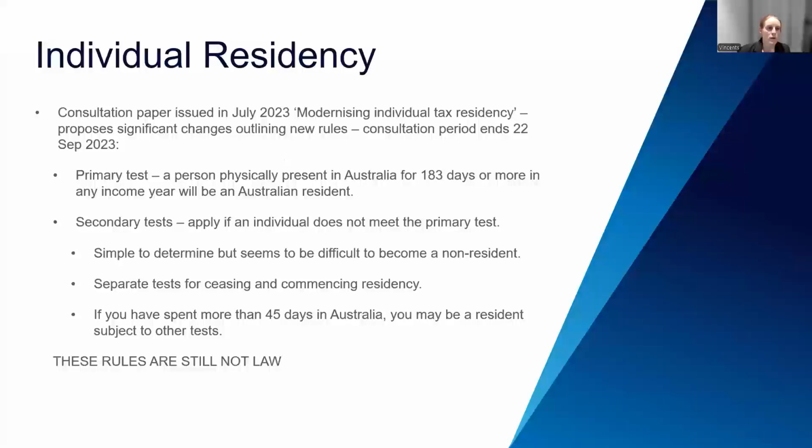So the proposed rules came from a consultation paper which was issued in July last year, and it proposed a primary test and some secondary tests. The primary test was whether a person was physically present in Australia for 183 days or more in any income year. So basically that was going to be a bright line test. If that was the case, then you were an Australian resident. But if that wasn't the case, you'd then have to look at some secondary tests.